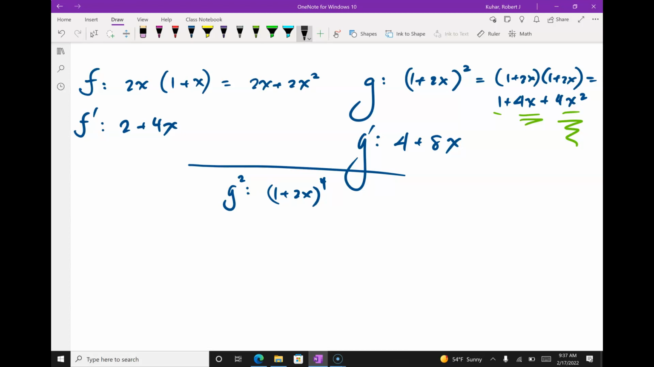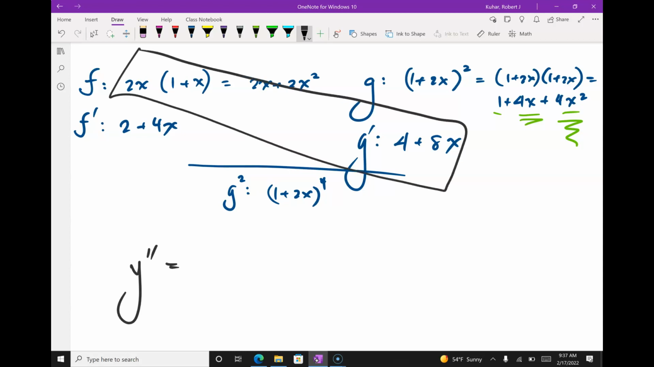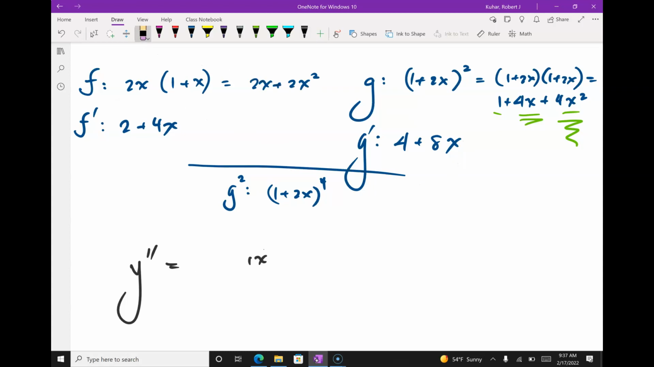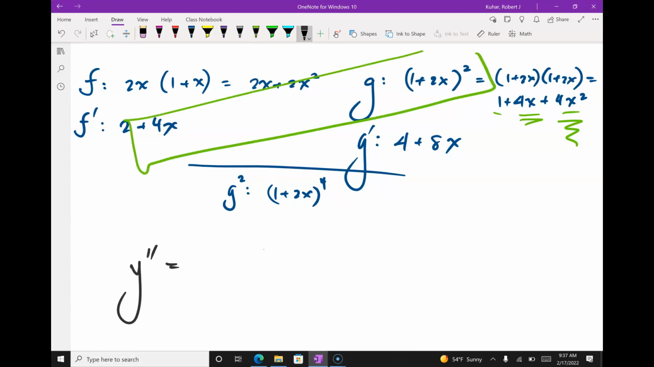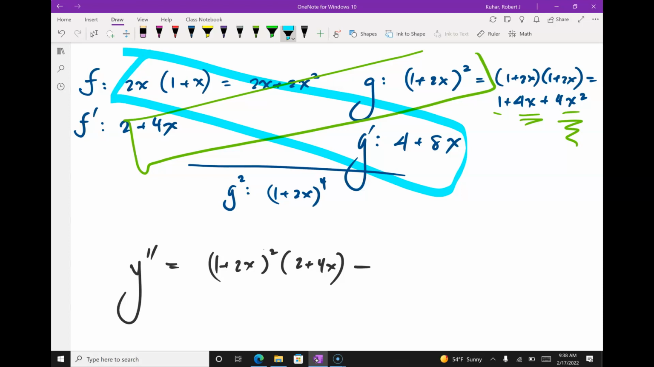So I'm ready for y double prime now, right? What's my first product here, yes? I get 2x times 1 plus x. Oh, sorry, I'm backward, aren't I? It's a quotient rule, right? Like my first one is here, right? I get 1 plus 2x quantity squared times 2 plus 4x minus, now this one, right? Minus 2x times 1 plus x times 4 plus 8x.